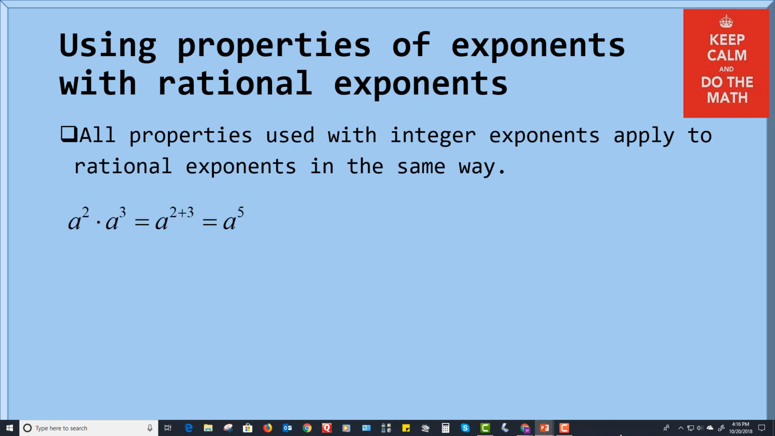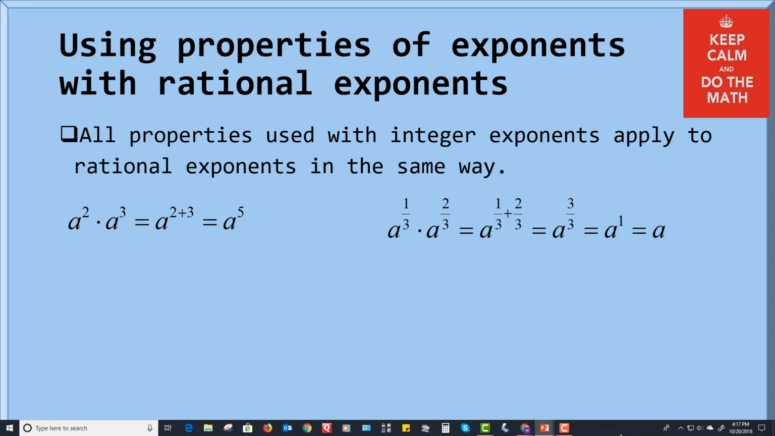Let's take a look at our first rule, which we had when multiplying the same bases. Our rule was to simply add the exponents, so a squared times a cubed equals a to the 2 plus 3, or a to the 5th. That applies the same way with fractions. a to the 1/3 times a to the 2/3. We simply add the exponents, 1/3 plus 2/3, which in this case equals 3/3. But with rational exponents, we do have to reduce our fraction, so this becomes 1, or just a.